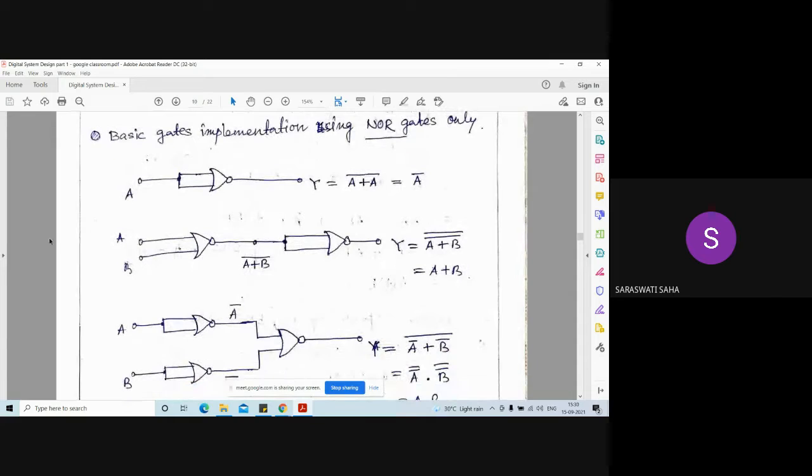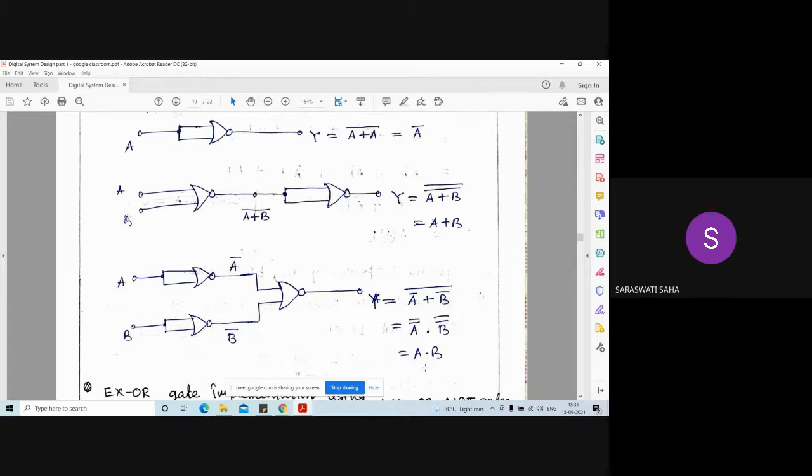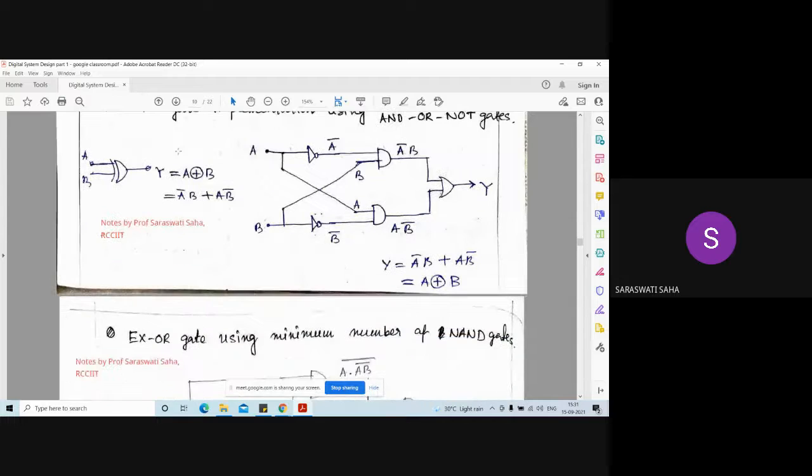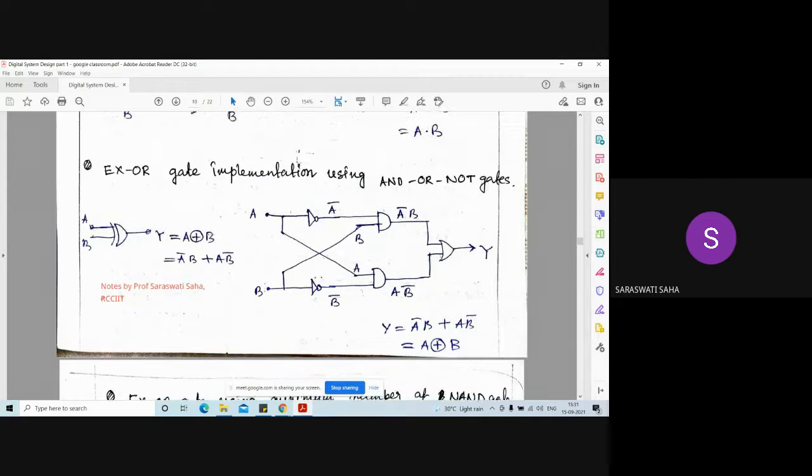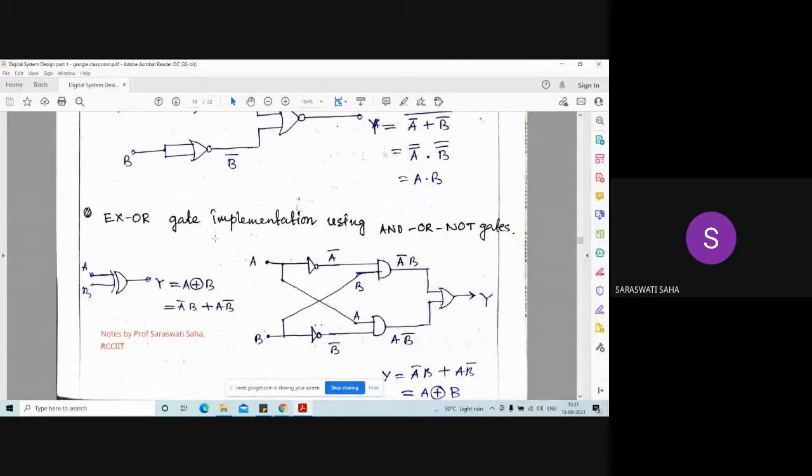I will share these notes with you so you can understand how with the help of NOR gate you can implement NOT gate, OR gate and AND gate. So using NAND and NOR you can implement the basic gates. That's why these two are known as the universal logic gates.